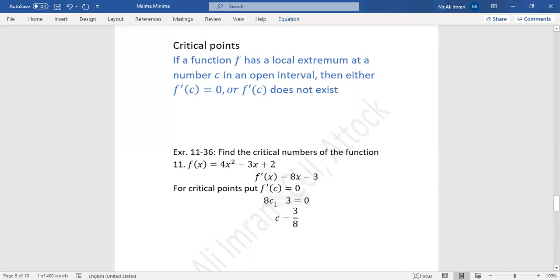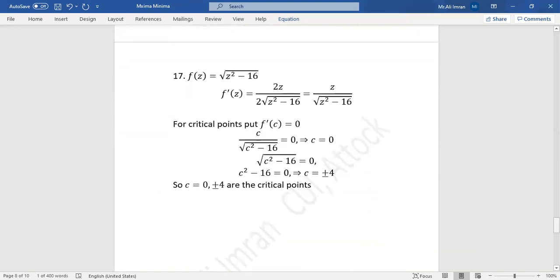Putting x is equal to c, this will be 8c minus 3 is equal to 0, and c is equal to 3 by 4. This is the critical point for this function. Now let's proceed toward the next question.